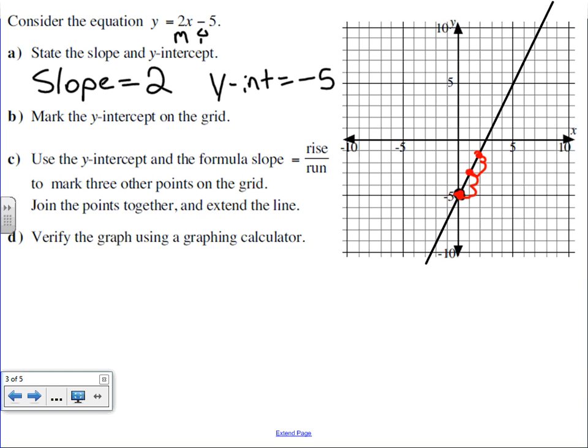And you have to actually label those points. So what would be the coordinates of this first point? It would be 1, -3. The x goes first, the y goes second. The next point would be 2, -1. And the next point would be 3, 1. Does that make sense?